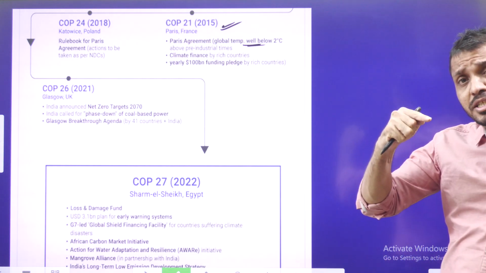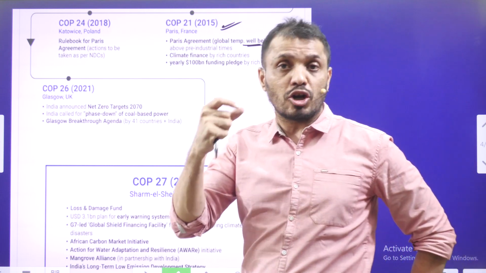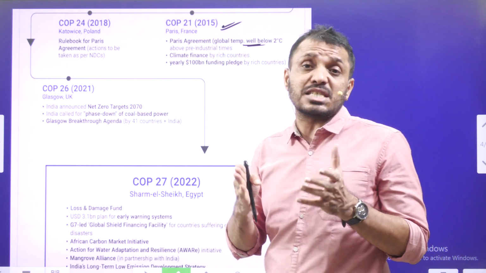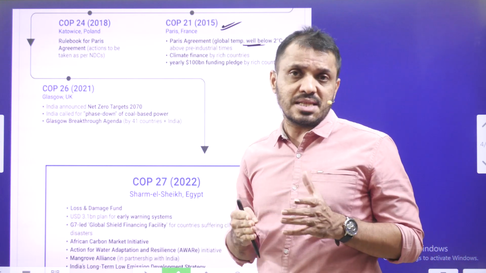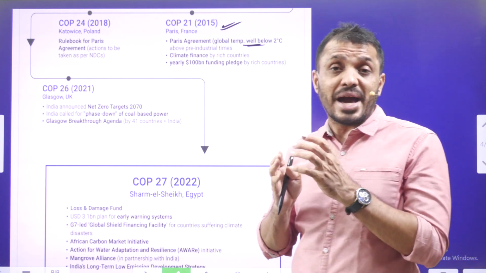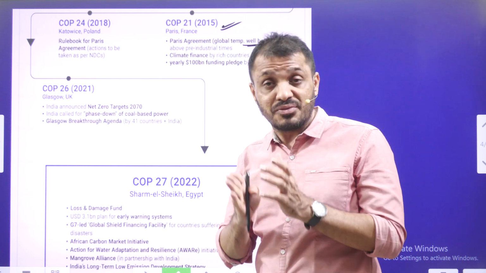Actually, whether we are implementing the Paris Agreement or not, we will assess every 5 years. Okay, what is the name of that assessment program? If you know, put your answer in the comment section. What is the name of the assessment program related to the Paris Climate Agreement? Actually, it started in 2023 itself for the first time.